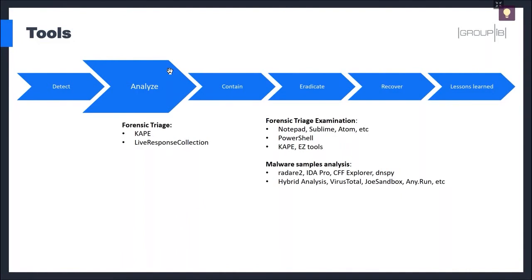Then there are two main ones: CAPE and Live Response Collection. Of course, there are many other tools, some of which could automatically upload the triage to Amazon or Google Cloud and automatically analyze it, but we will focus on just CAPE.